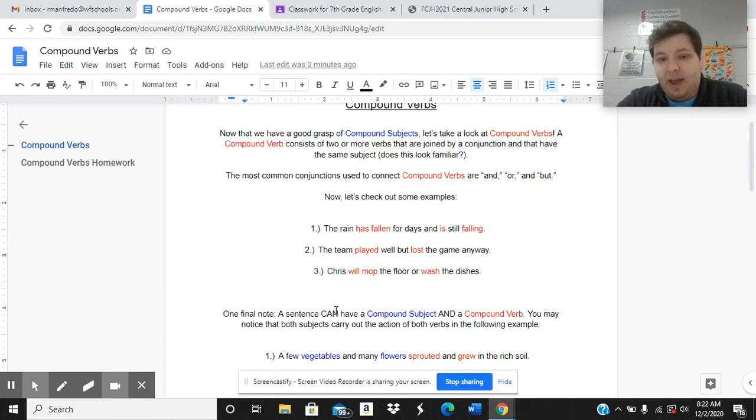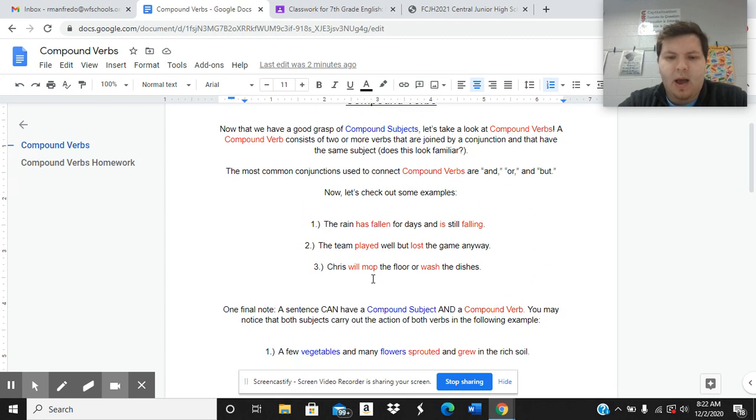You may notice that in this case we have verb phrases and not just singular verbs. We know what verb phrases are. We did that 2 days ago on Monday, I believe. So just keep that in mind. You have to pay attention to your helping verbs and make sure that you get those helping verbs in there too, because compound verbs can include verb phrases.